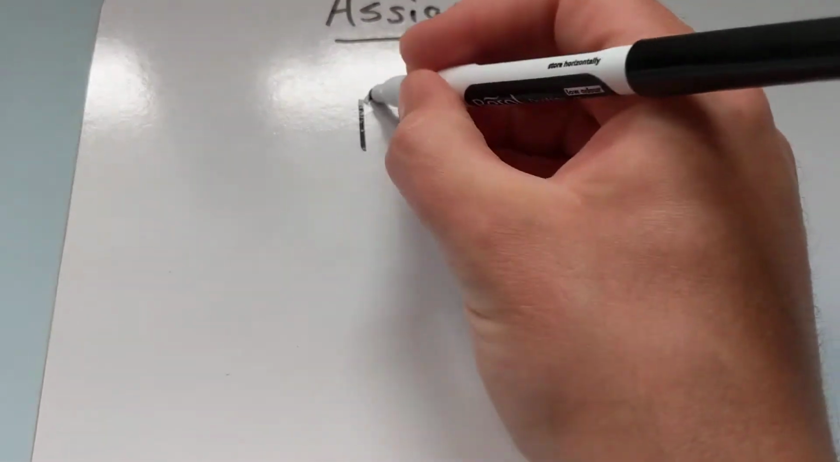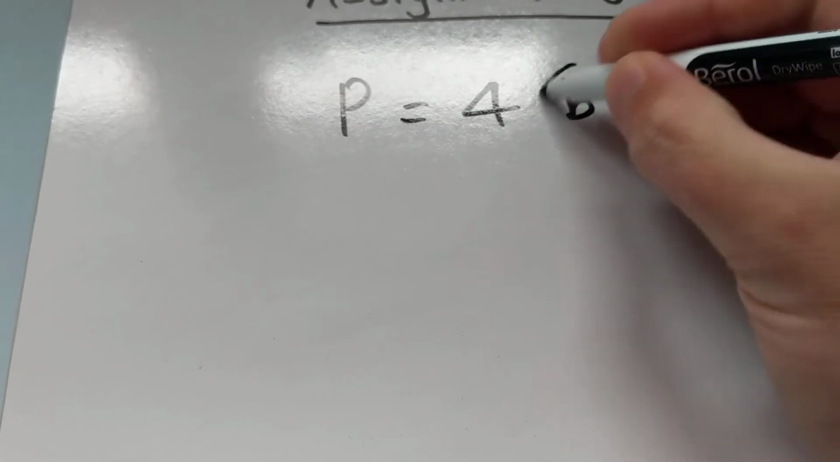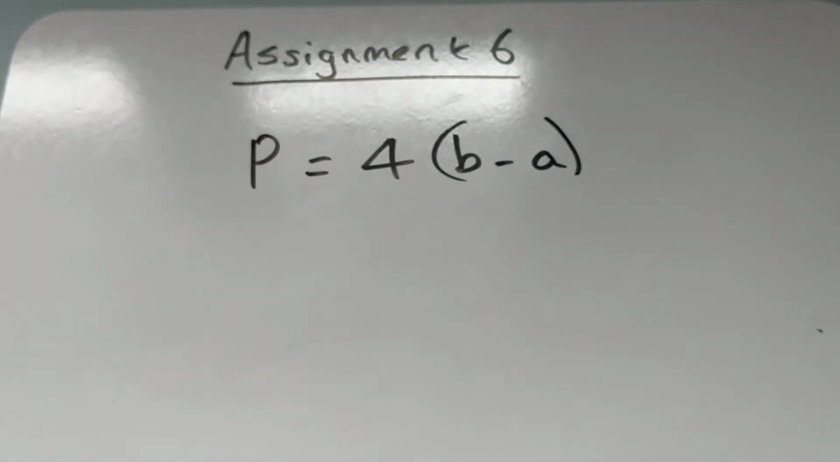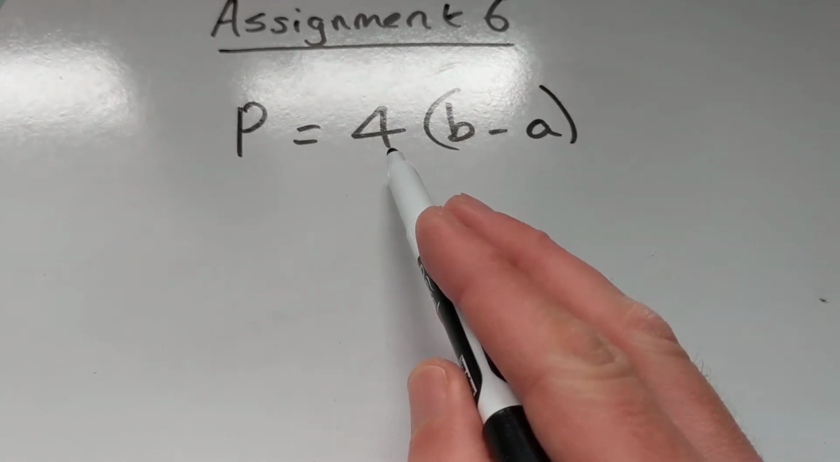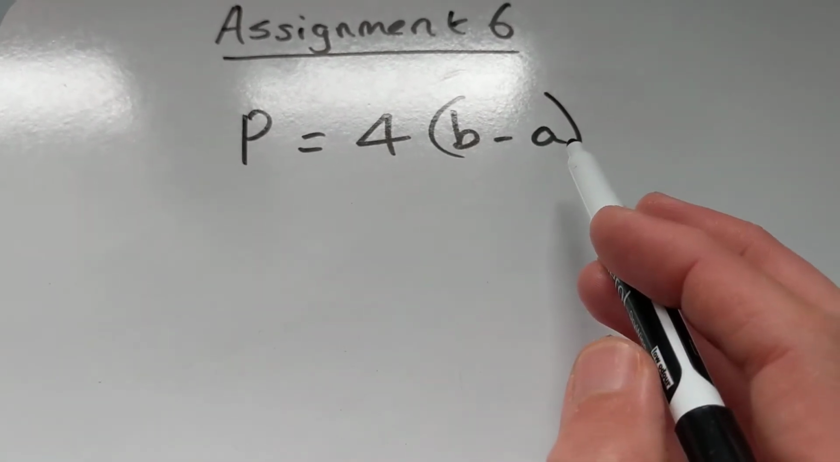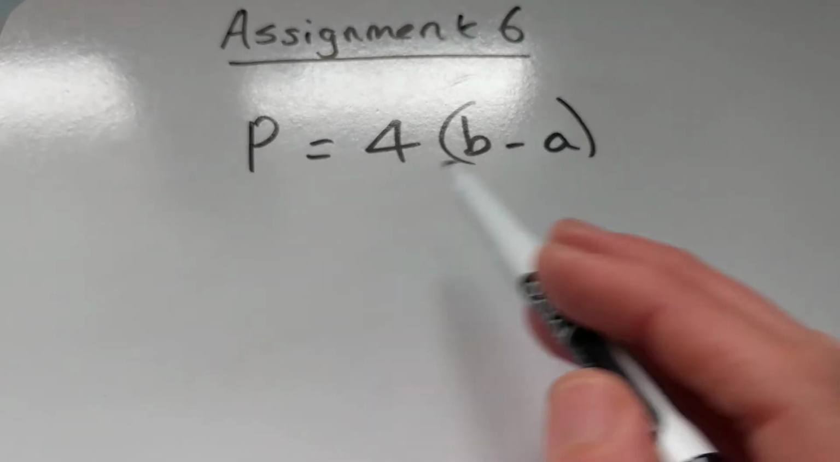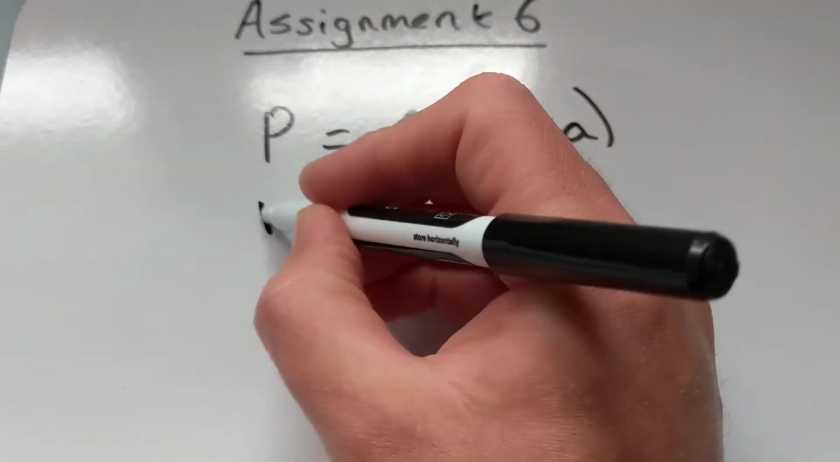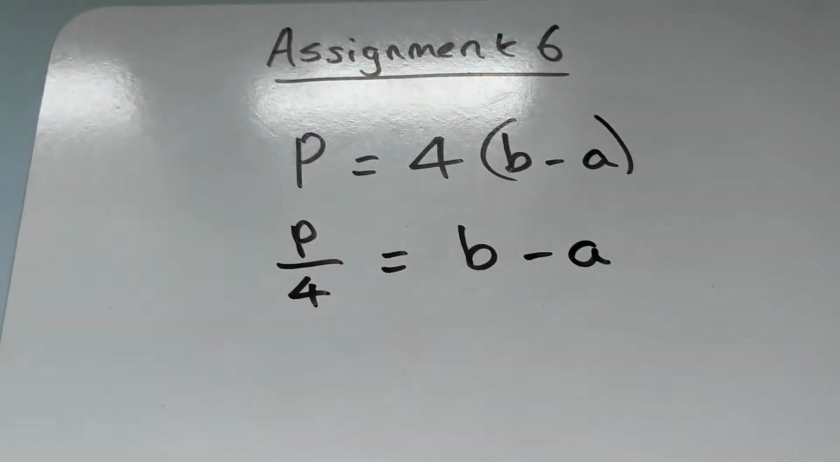Question 3. In question 3, we had to take the equation p equals 4 bracket b take away a. I had to get a to be the subject. So in this equation, the first thing I'm going to do is get rid of that 4, because that's timed by this bracket, and I want to get a on its own. So if I can get rid of that 4 by dividing both sides by 4, I'll get p over 4 equals b take away a.